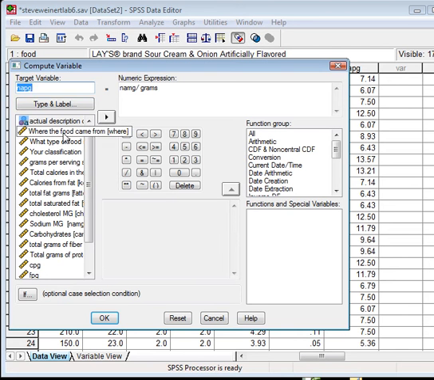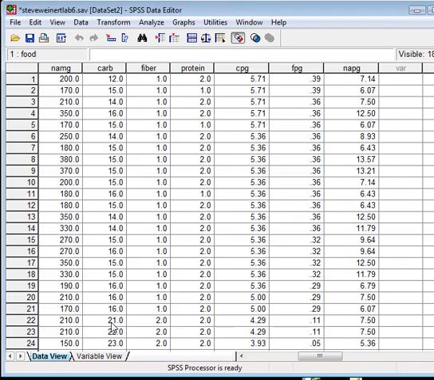So the numbers look high, but it's really milligrams. Transform, compute variables. And then what's the last one we want? Oh, carbs. Carb per gram. Why am I making it scaled per gram? You really want to. But it doesn't change the proportional ratios. It just changes the absolute number.